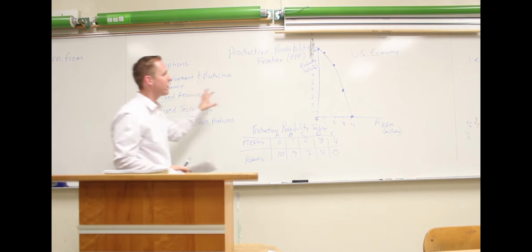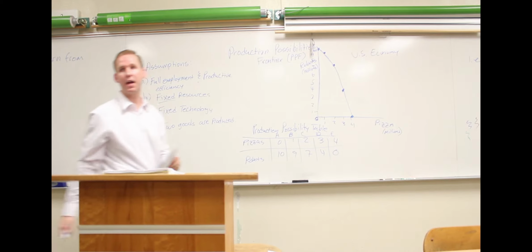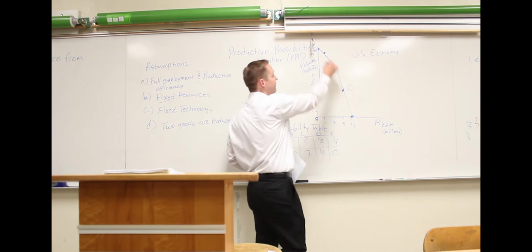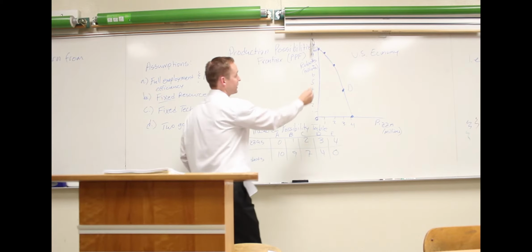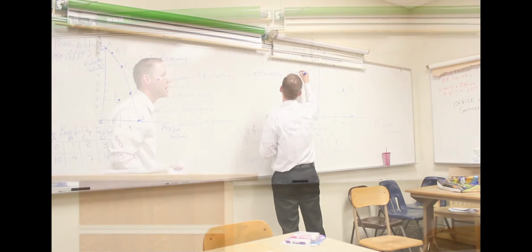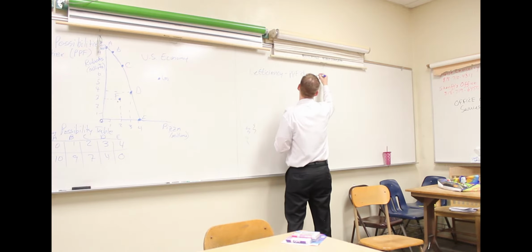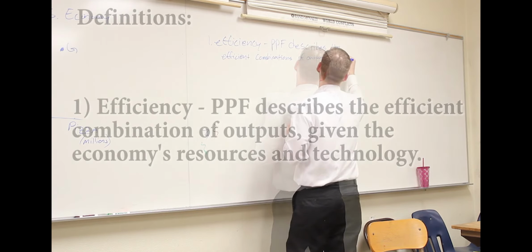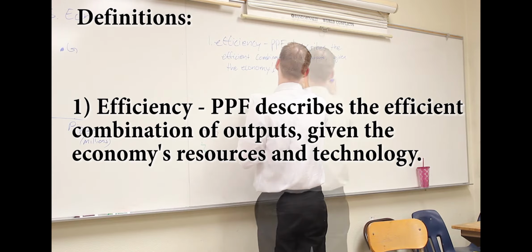So it's presuming that the same resources go into pizza and robots, essentially. Right. Given that these are fixed, that they can't increase or decrease. Yes. All of these are productive efficiency, and they're all efficient. So any point on this line, we're using all of our resources. Efficiency describes the efficient combination of outputs given the economy's resources and technology.